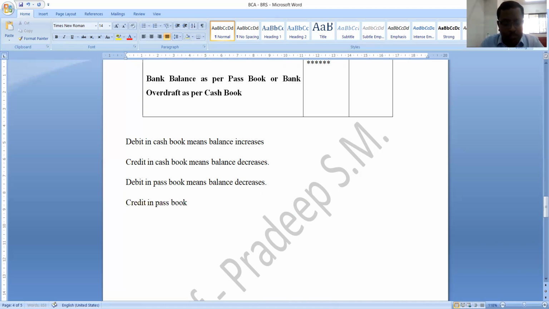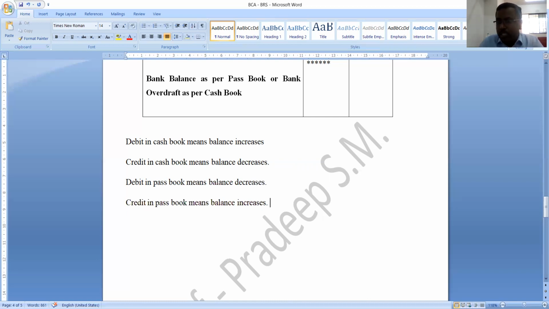credit in passbook means balance increases. Which balance increases? Bank balance increases. We are talking about bank balance. Understood? Which statement is it? Bank reconciliation statement. Yes, tell me what is the effect of debit and credit in case of cash book?